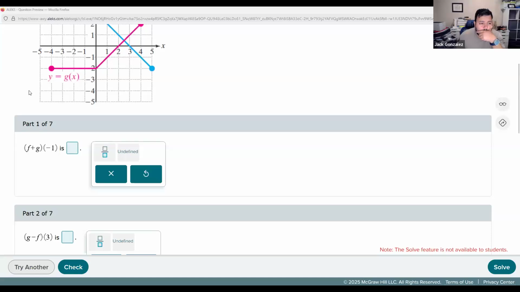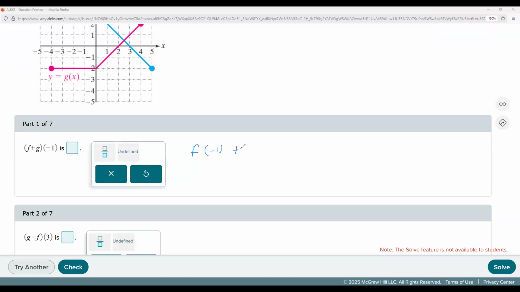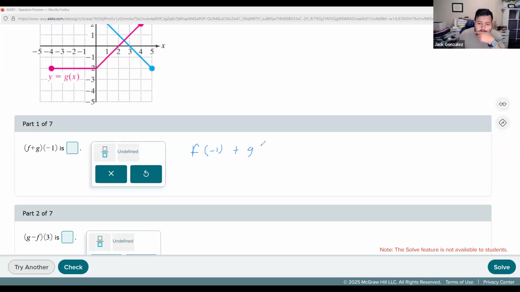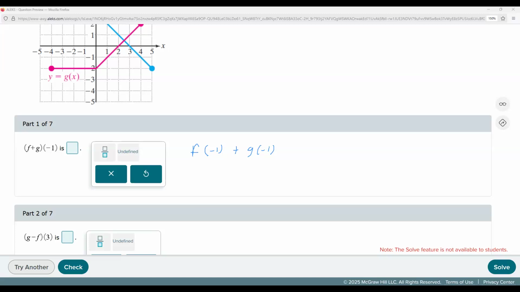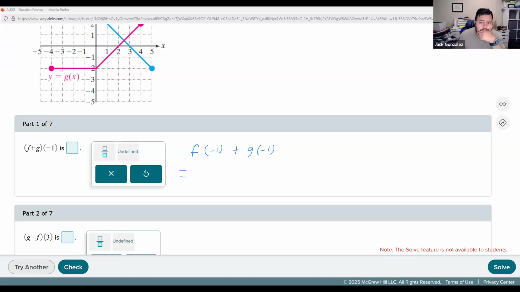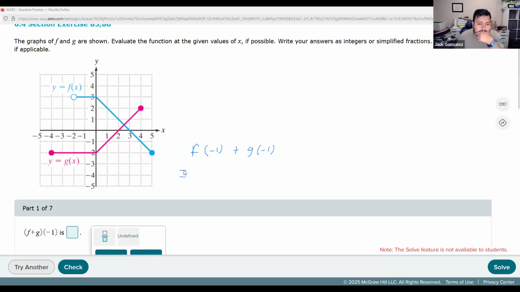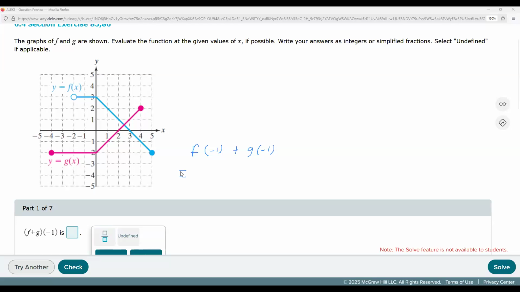Oh, there it is. So f at -1 plus g at -1. So what is f of -1? F is the blue one. What do y'all think?